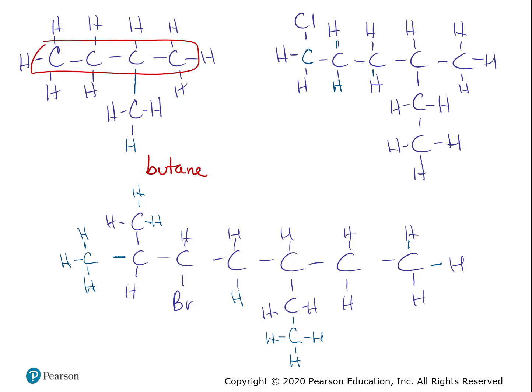1 is methane, 2 is ethane, 3 is propane, 4 is butane. Those are the 4 weird ones you just got to learn. All the hydrogens attached to the butane, you don't have to name those. The only thing you have to name is non-hydrogen group. So what is that?